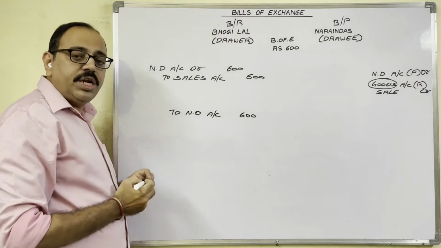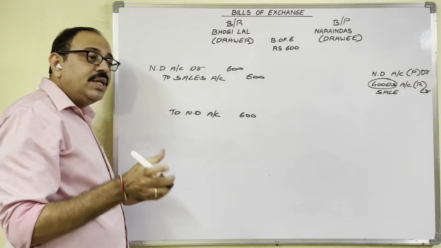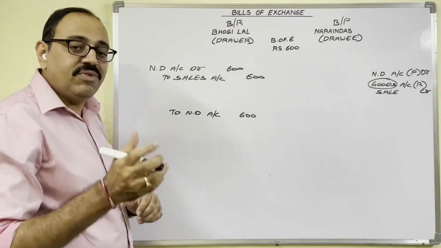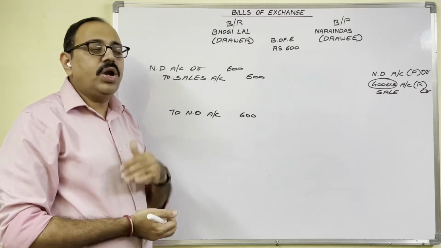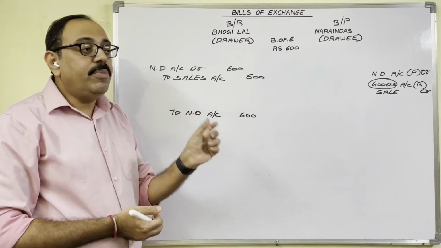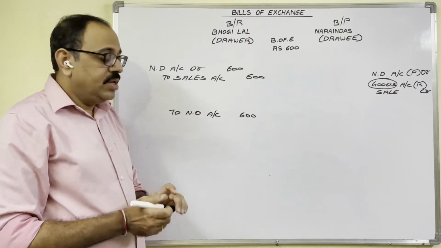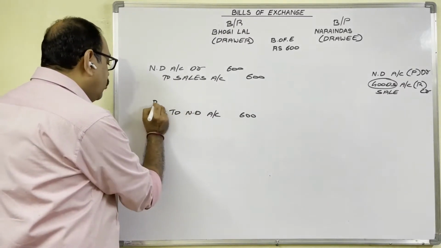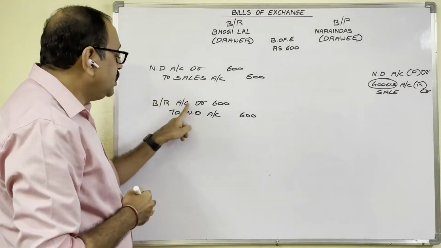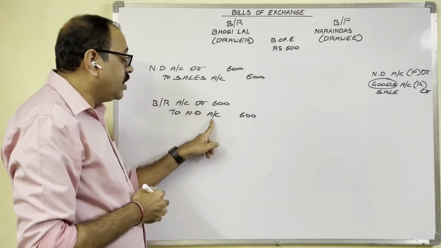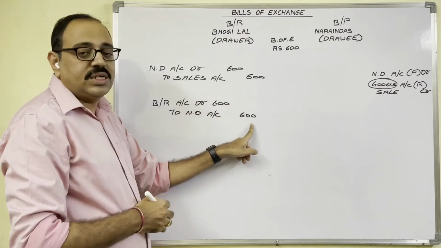Then which account is to be debited? A new asset is created now, the bills receivable account. Asset shows a debit balance. If you want to create any asset, we should create it by debiting that asset. Therefore, we should debit the bills receivable account. So the final entry is: Bills receivable account debtor to Narayan's account, 600 and 600.